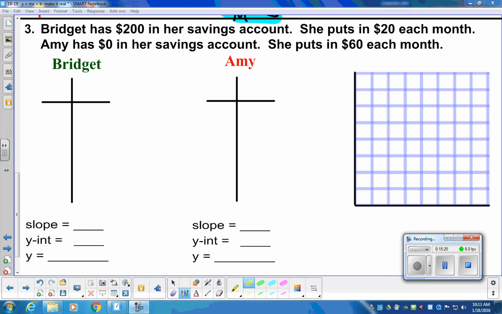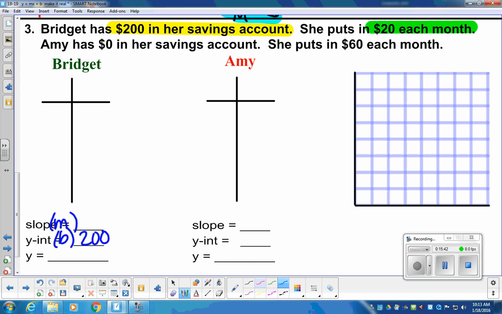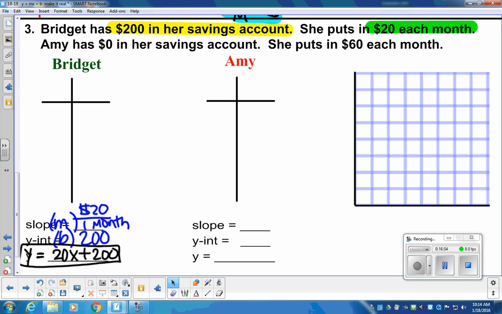So we're going to start with Bridget. Bridget has $200 in her savings account. She puts in $20 each month. So if we think about our slope and our y-intercept, our slope is our movement, and our y-intercept is our beginning amount. It sounds to me like Bridget begins with $200. Her slope is $20 each month. That's the movement. So my beginning amount is 200, slope is $20 each month. Equation then is y equals 20x plus 200. Go ahead and take a look at that. Make sure you understand that the slope is the 20, the beginning amount is the 200.